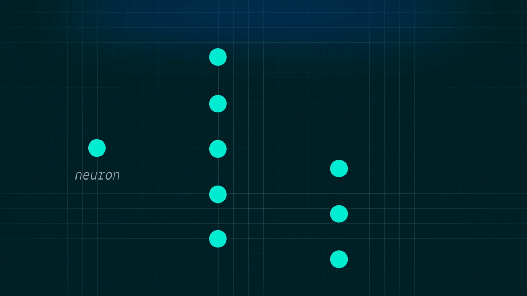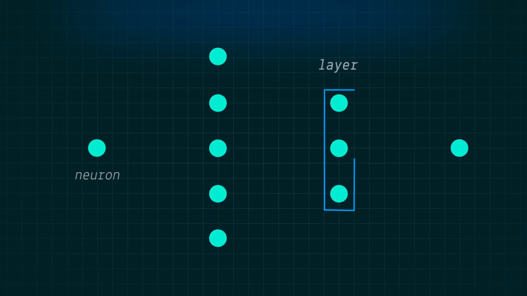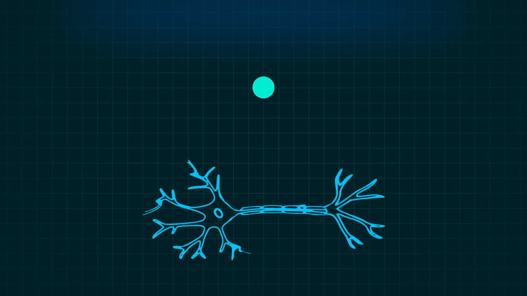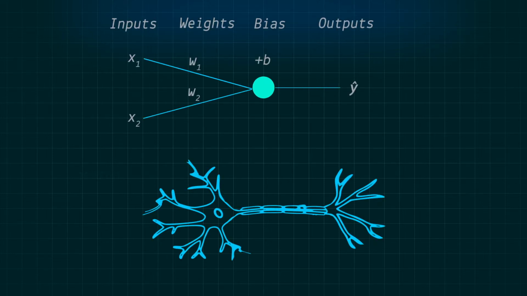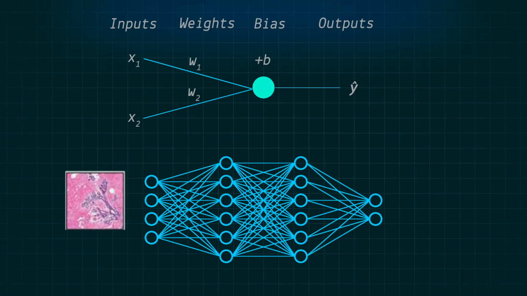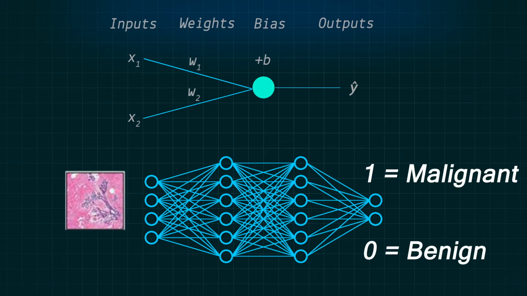Neural networks consist of many nodes called neurons, which are grouped into different layers. Deep learning refers to networks with many layers. These neurons get their name from their similarity to neurons in a human brain and consist of inputs, weights, a bias, and outputs. For example, I want to make a neural network that classifies benign versus malignant tumors. The inputs are images of tumors, and outputs will be 1 or 0, representing malignant and benign diagnoses.